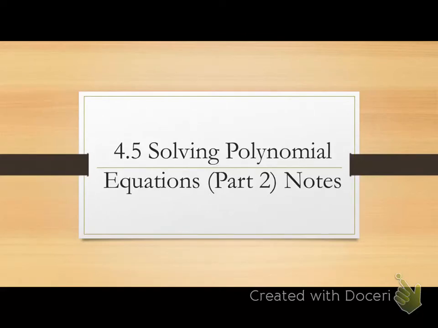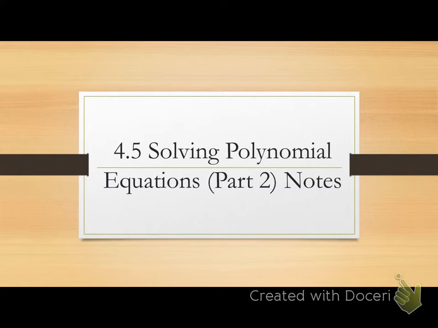4.5. We started on Monday, correct? We solved our polynomial equations. We would factor them, use the zero product property, set our factors equal to 0, and get our solutions or our roots or our zeros, correct? Y'all kind of remember that from Monday? So we're moving on to the second part of 4.5 today.